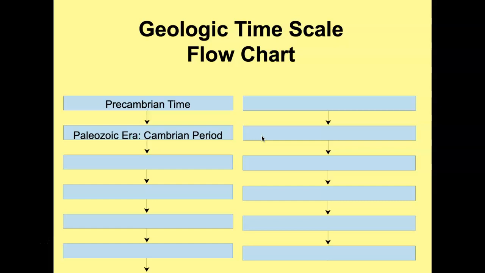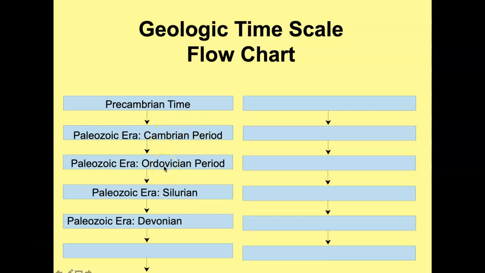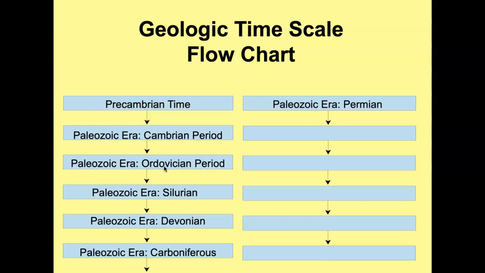So we're going to look at this little flowchart showing us the organization of the geologic timescale. It starts off with the Precambrian time, so that's the beginning of the Earth. And again, that takes up about 88% of Earth's history, Precambrian time does. And then the Paleozoic era is next. So the Paleozoic era starts out with the Cambrian period, the Ordovician period, the Silurian period, Devonian period, and the Carboniferous period, and the Permian. So the Permian period is going to be the last period in the Paleozoic era.